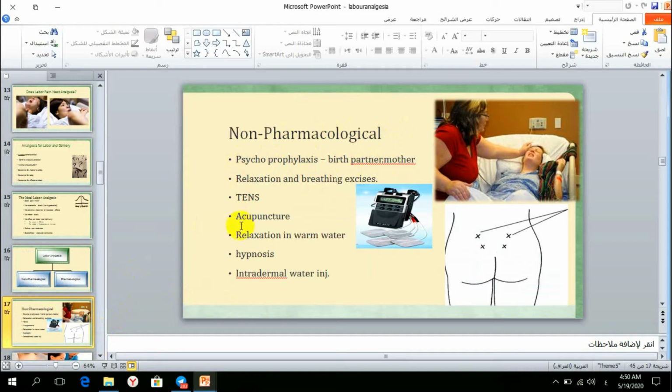Birth is a natural process. Women should suffer. Concern for mother's safety. Concern for baby. Concerns for effect on labor.